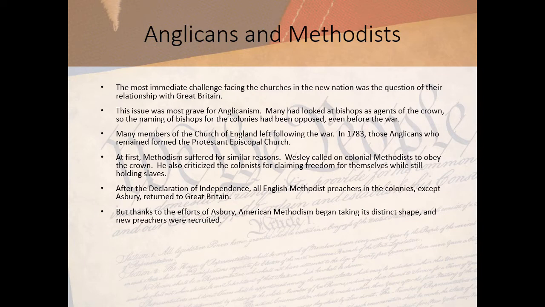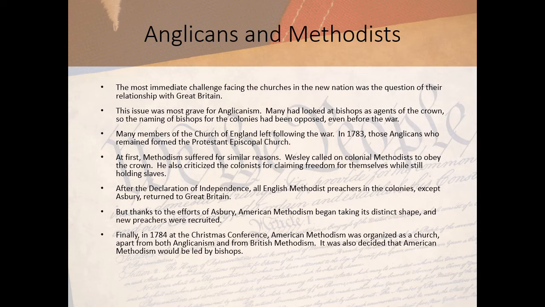It's going to be Americans and people that are citizens of this new nation that's been created. So that's going to change things very drastically within the American Methodist Church. And obviously those changes still exist to this day. Finally, in 1784, at the Christmas Conference, American Methodism was organized as a church apart from both Anglicanism and from British Methodism. So it became its own thing.